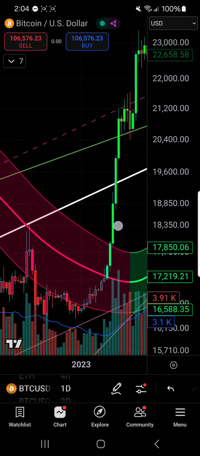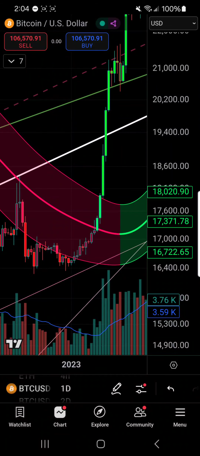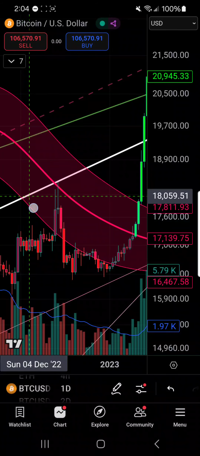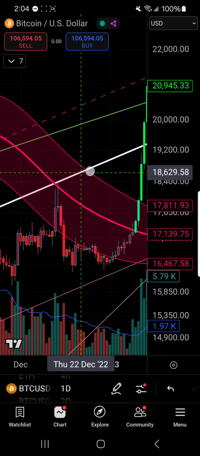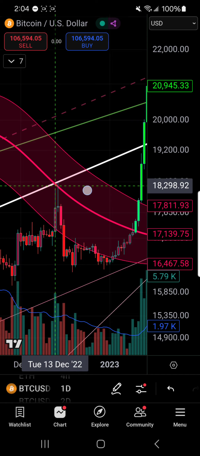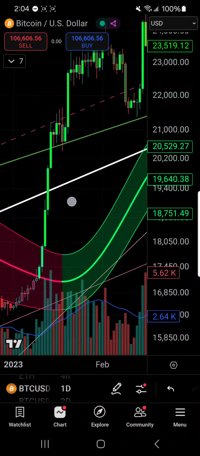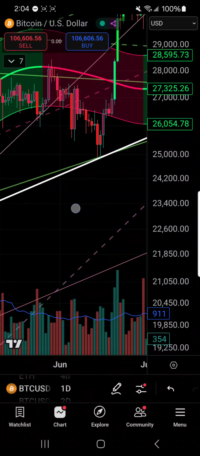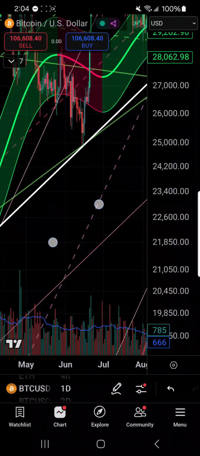Okay, now I've switched over to the Bitcoin US dollar on Binance. I still have the Gaussian channel turned on, and we are on the daily time frame. And as you can see here, we're looking at this yellow trend line right here. And the reason we're looking at it, okay, so here it has this contact point from December 14th of 2022, where it acted as resistance. And if you move way through time here, it acted as support here on June 14th, 2023.